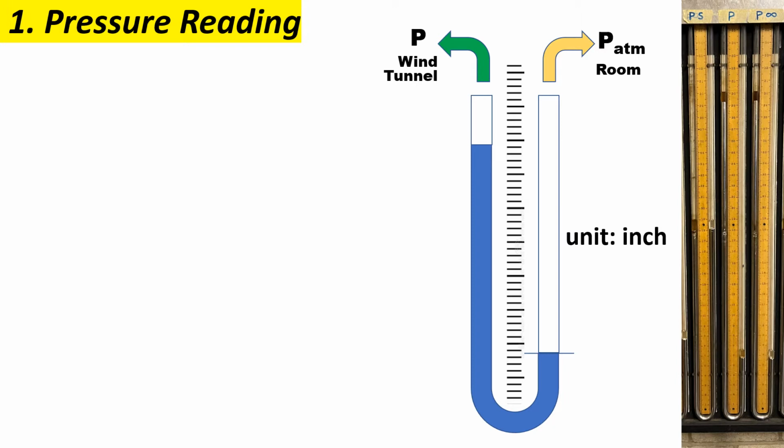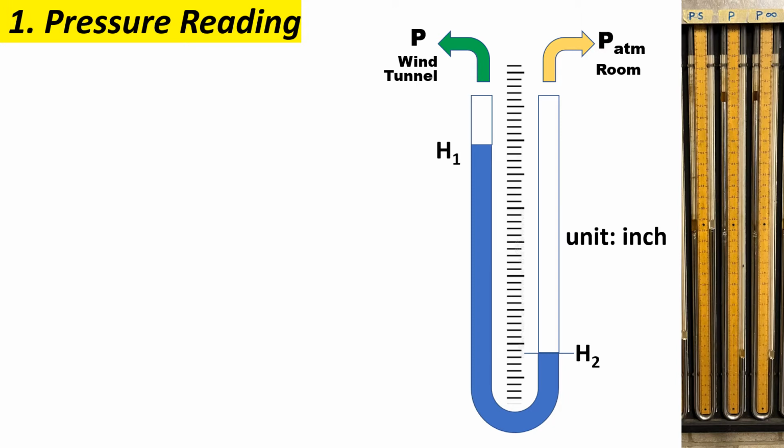I give you a few seconds to think. Yes, the right-hand side, the room, has higher pressure. Because it's higher pressure, it pushes mercury into the left-hand tube, right? Okay, now let's do the reading.